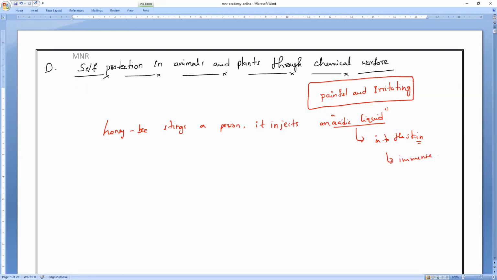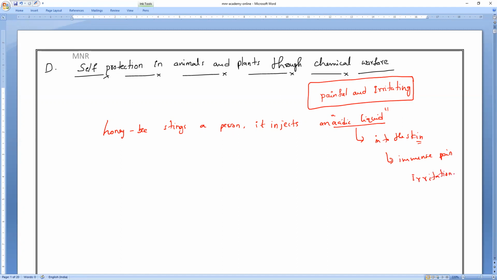Some people will even cry, that much pain will come. In that also, big honeybees will bite and sting, and it may even lead to death if many of them bite. So that is the immense pain as well as irritation.